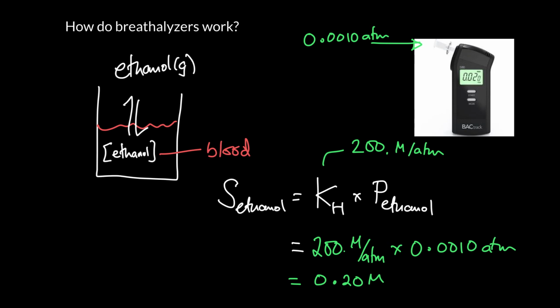So be very careful. And probably the most precise way to calculate the ethanol concentration in blood is to draw a sample and directly measure it using something like gas chromatography.